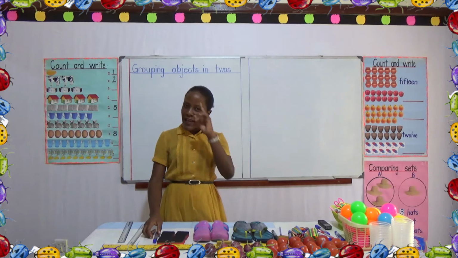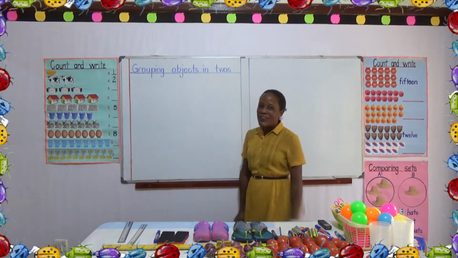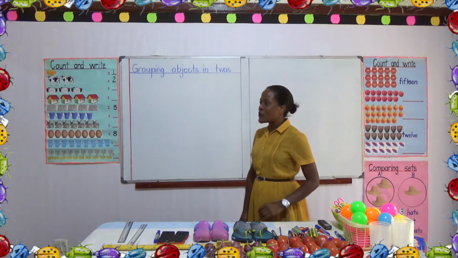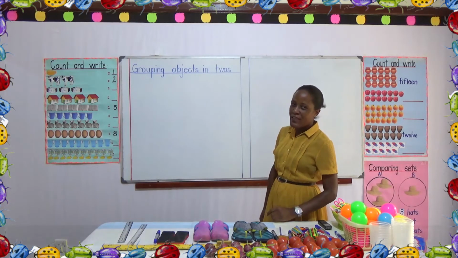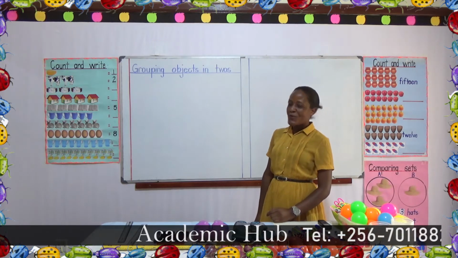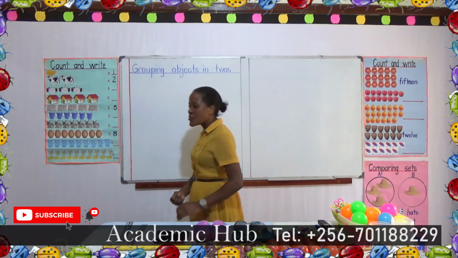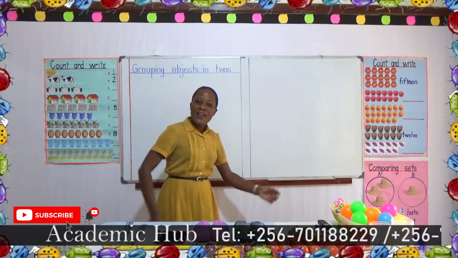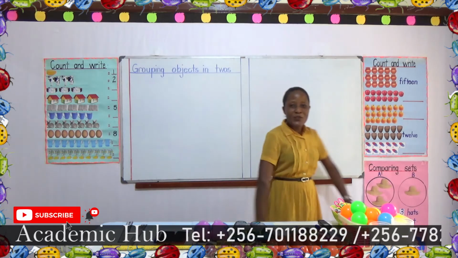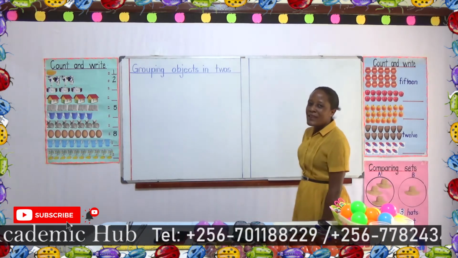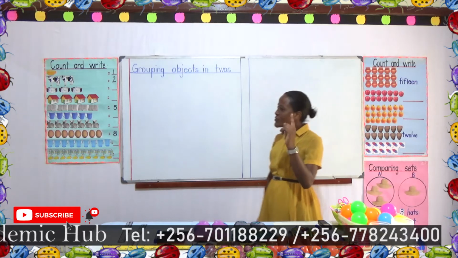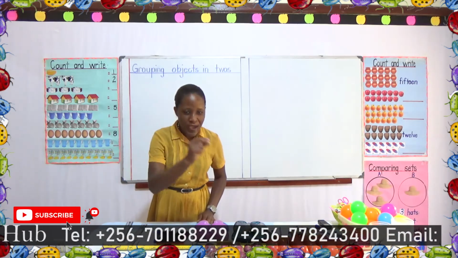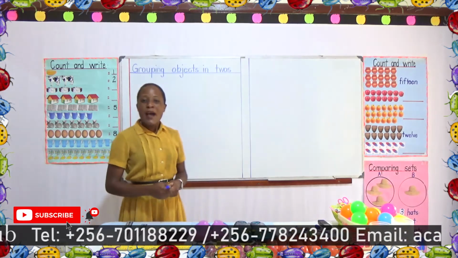I will start by asking you, when you are going to school, what do you put on? Do you put on just one shoe like this? No, you must put on one shoe in the right and another shoe in the left. Then you march to school so smartly. Now, those two shoes you put on make what we call a pair.